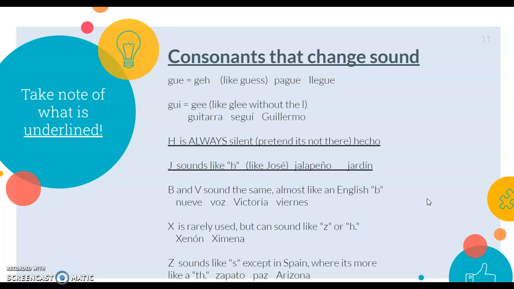Okay, then you have B and V, which sound the same, almost like a V in English. So you have nueve, voz, victoria, viernes. X is rarely used but can sound like the Z or an H. You have Zenon and Jimena. And finally you have the Z, which sounds like an S, except in Spain where it's more like a TH. So if you were in Spain, you would hear people say zapato or bath, okay, but not here. Here we would say zapato, paz, Arizona.